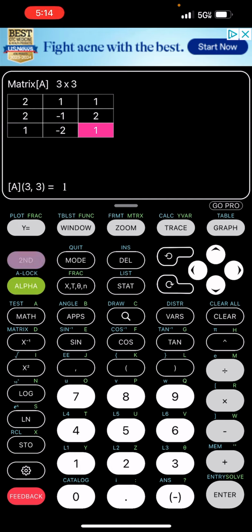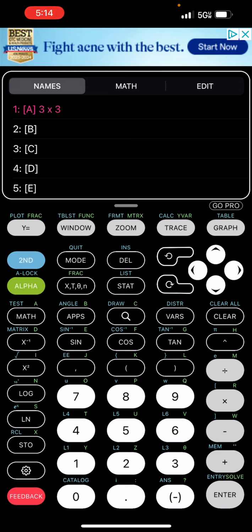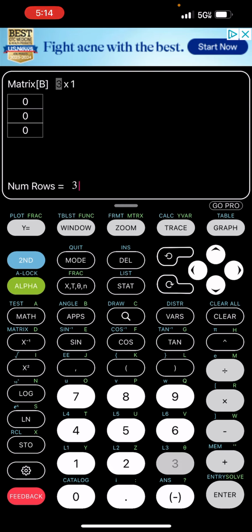All right, now we're going to go second X inverse again, takes us to matrix. We're going to go edit, and this time we're going to go down to matrix B, which was a 3 by 1 matrix. And that was our constant matrix. And we had 7, 6, 0. Now I'm going to go second mode to take me back to my home screen.